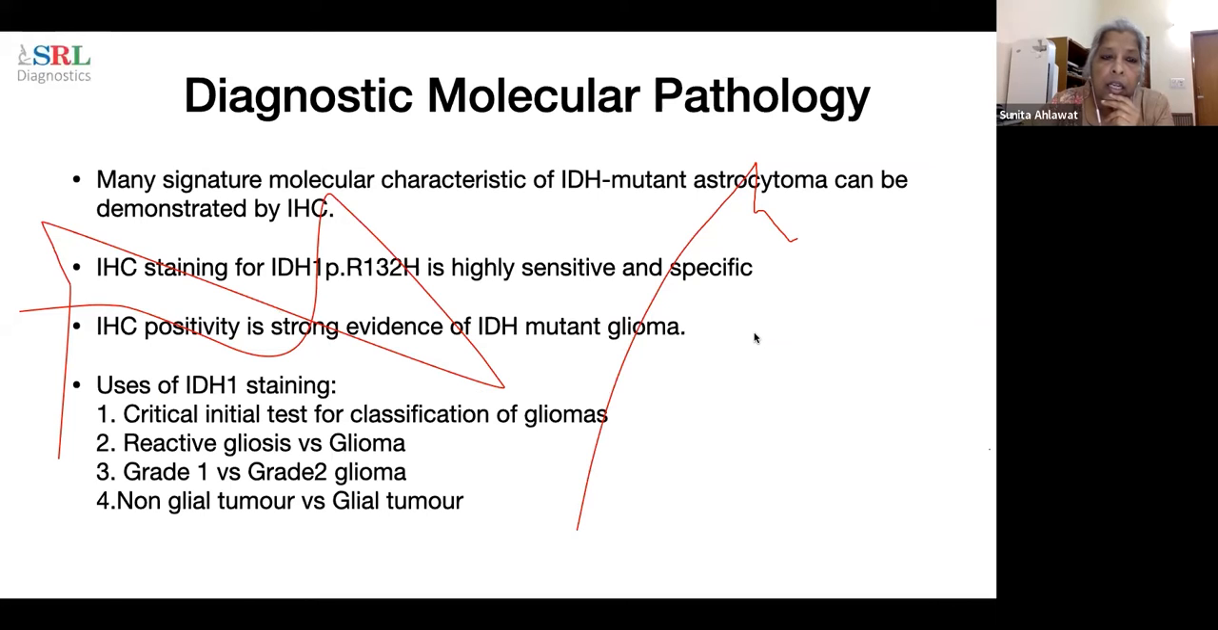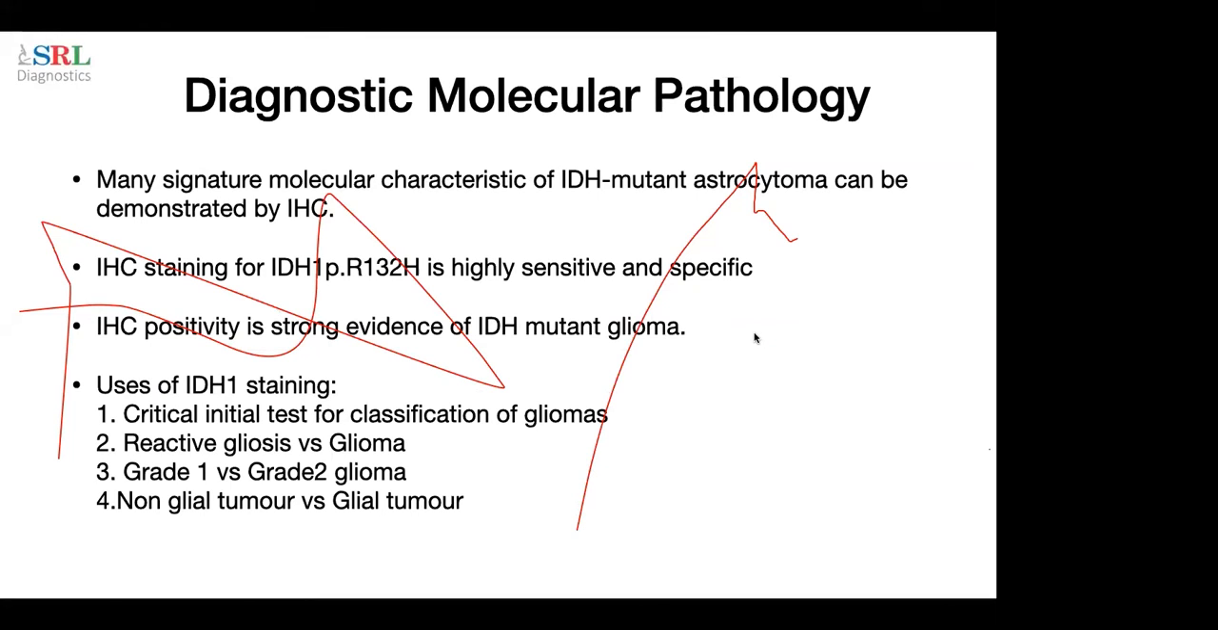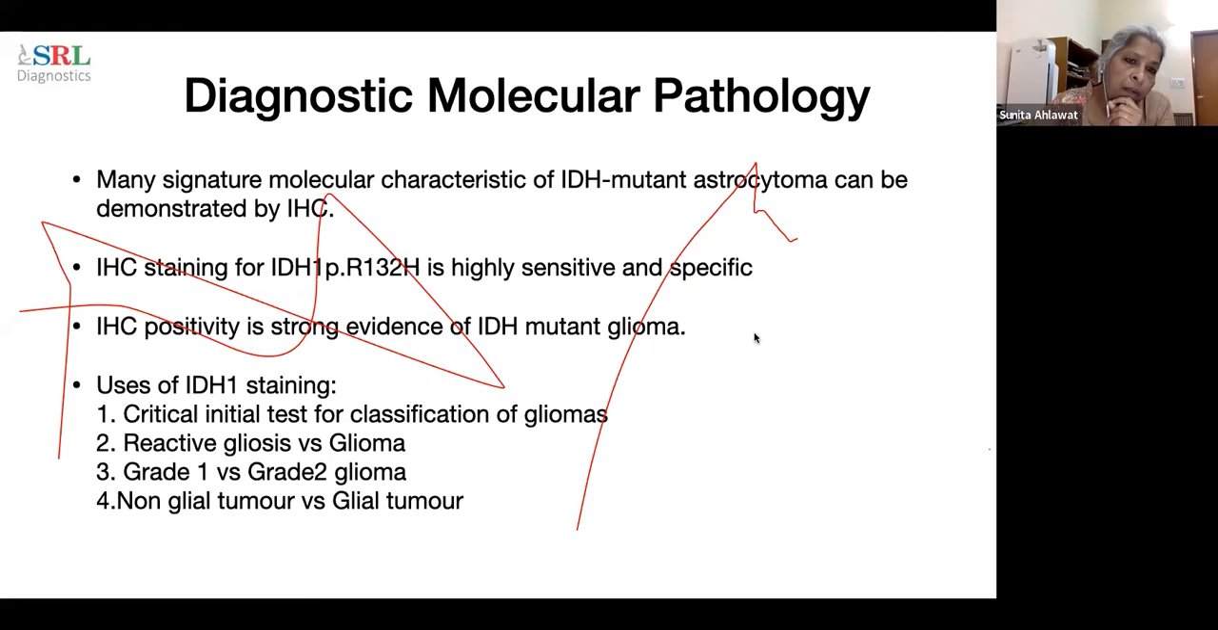The important diagnostic molecular markers, we need a little bit of information, because you get short notes on this in exams, especially pathologists. There are many signature molecular characteristics of IDH mutant astrocytoma that can be demonstrated by immunohistochemistry. The first one being the IDH1 R132H by immunohistochemistry.